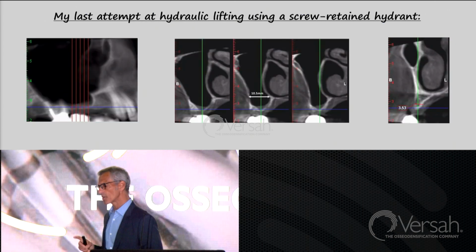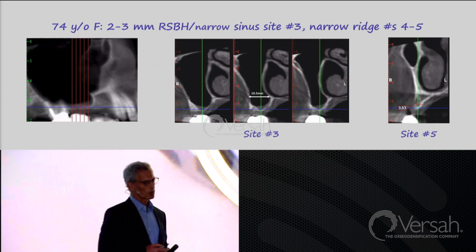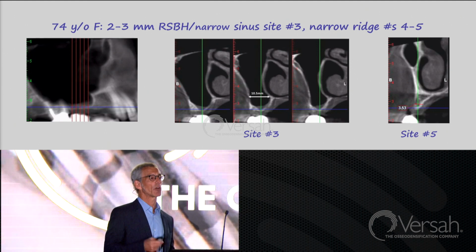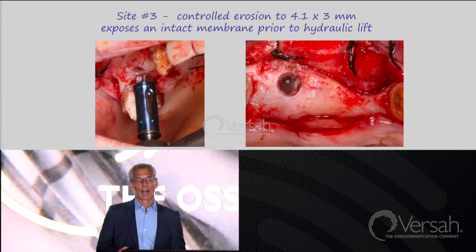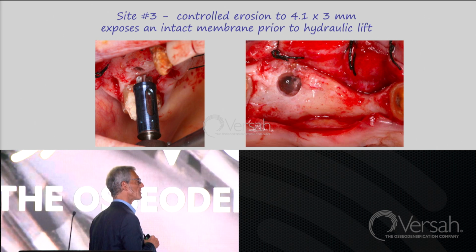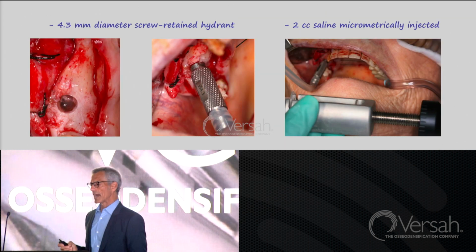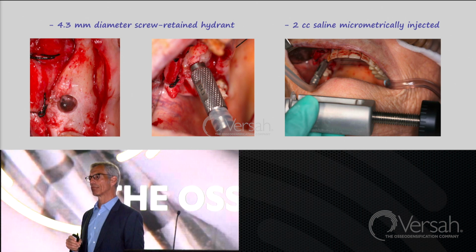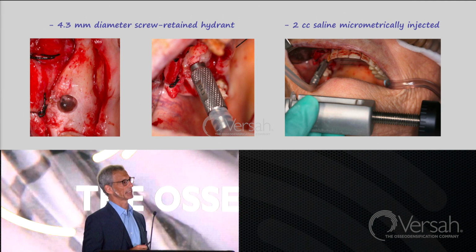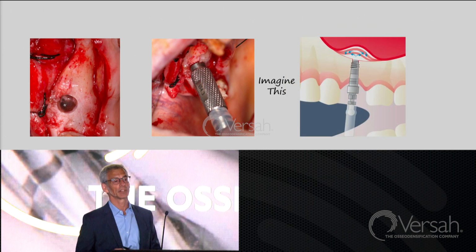In fact, I'm going to share with you my last attempt at hydraulic lifting using a screw-retained hydrant. I have a 74-year-old female. She's got 2 to 3 millimeters of subantral bone at site 3 and a narrow ridge. I'd performed a controlled erosion with these membrane-safe drills, prepped to 4.1 by 3 millimeters. You see an intact sinus membrane. I insert a screw-retained water hydrant measuring 4.3 millimeters in diameter, and I micrometrically inject 2 cc's of saline. And you know, I have absolutely no idea what's happening to the membrane. I can only imagine that this is what is occurring.